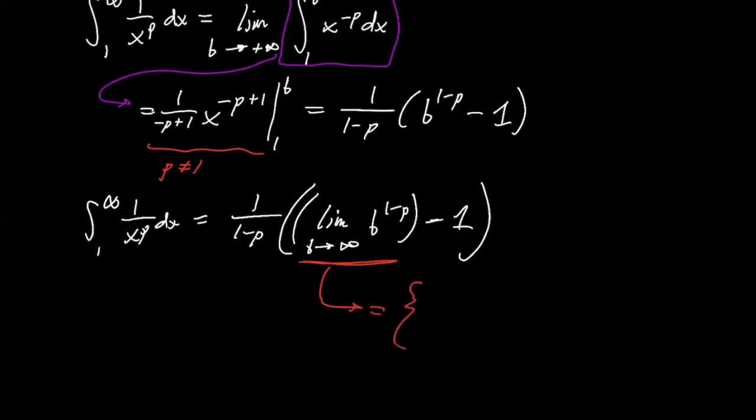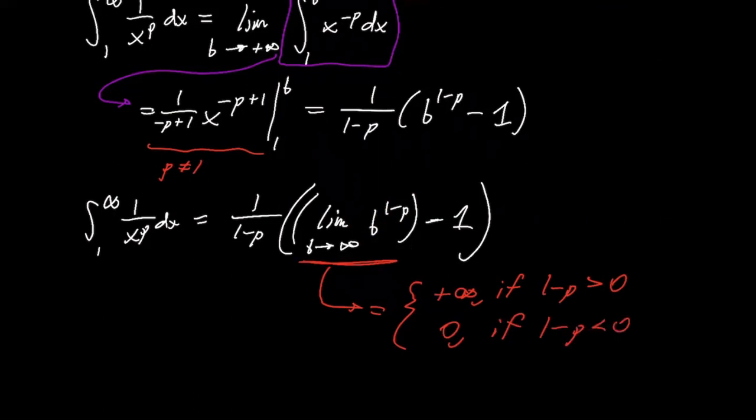If 1 minus p is positive, so that's the exponent. If the exponent's positive, then this is going to blow up. It's going to be a positive number to a positive power, and it's going to get bigger and bigger as this number gets bigger and bigger. So that's going to be plus infinity if 1 minus p is positive. And it's going to be 0, right? If 1 minus p is negative, then it's like the b's in the denominator, like we were saying above. So it's 0 if 1 minus p is less than 0.